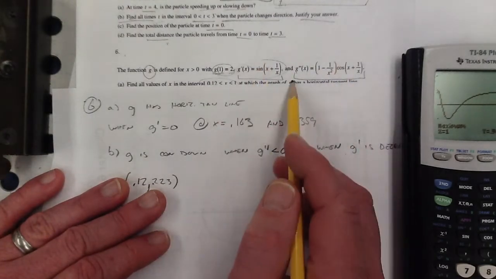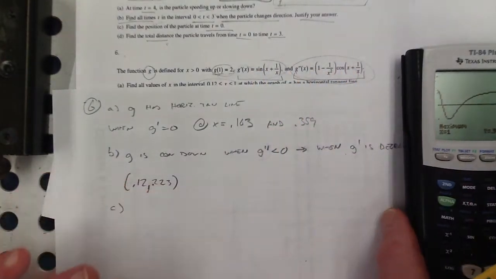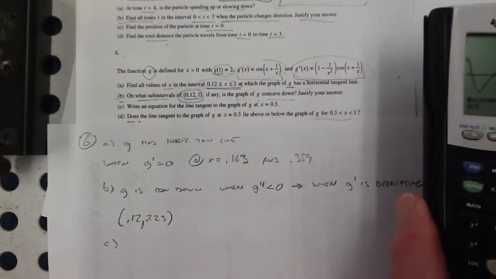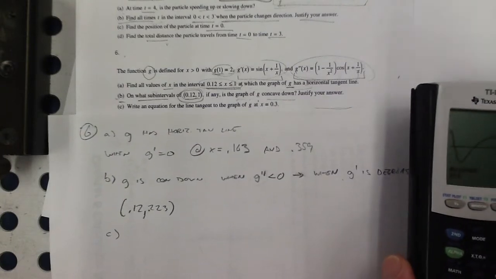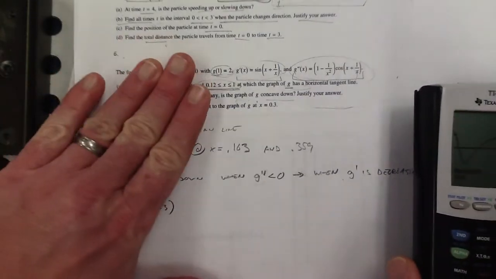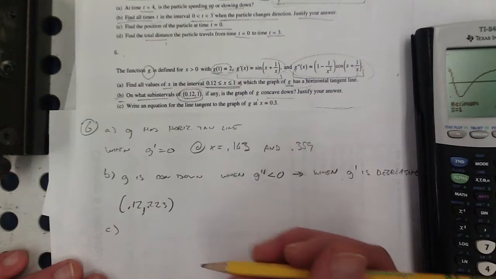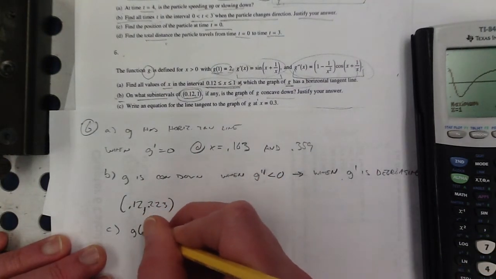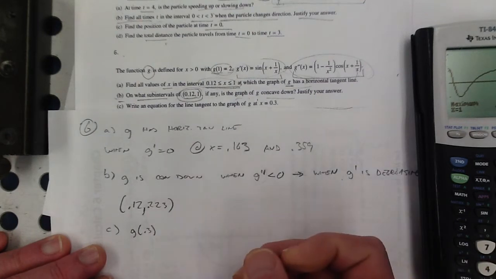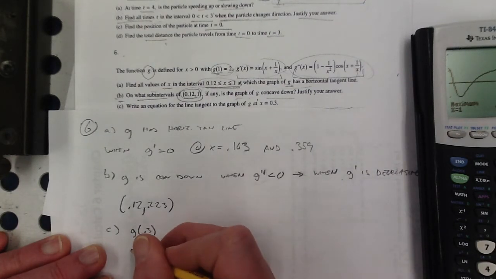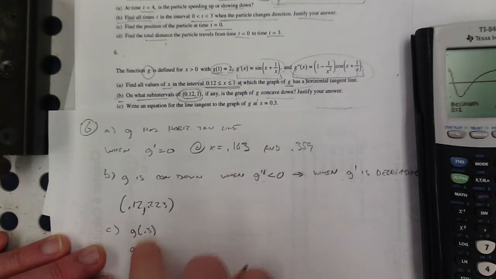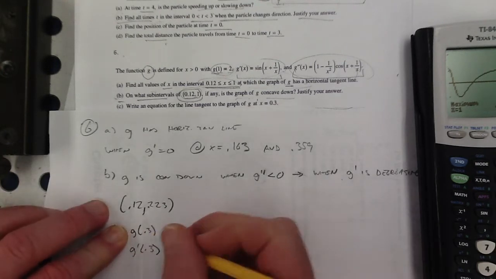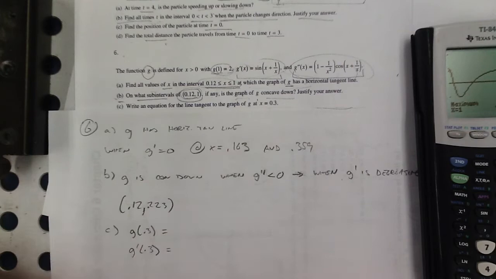And you could certainly have just graphed this and used that. Not a problem. Write an equation for the line tangent to the graph of G at x equals 0.3. Okay, so to be able to do that, I need to know what G of 0.3 is, and I also need to know what G prime of 0.3 is. I need those two things. That would give me my point, and this will give me my slope.